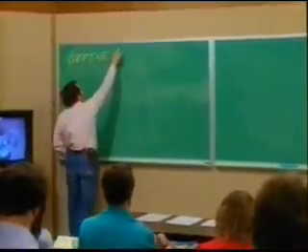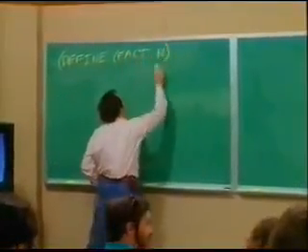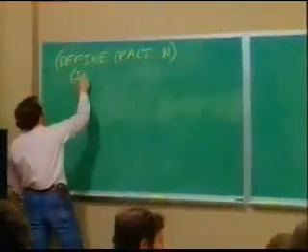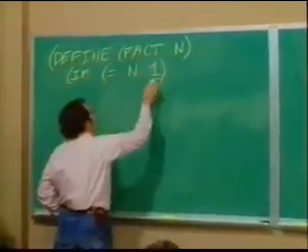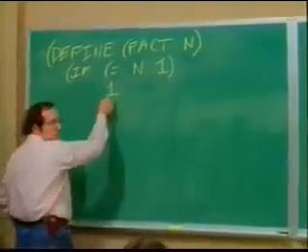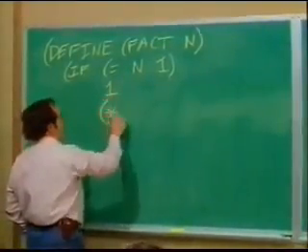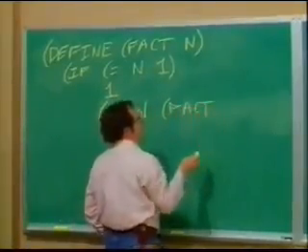We define factorial of n to be: if n is 1, the result is 1. Using 1 right now to decrease the amount of work I have to do to simulate it. Else it's n times factorial of n minus 1.